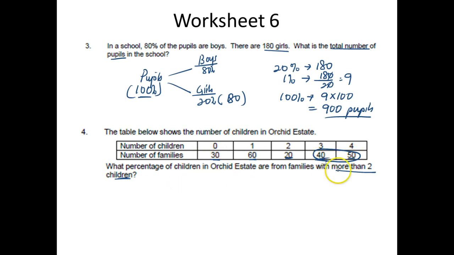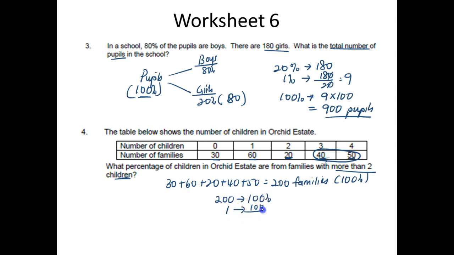First, I want to find what is my 100%. So 100% is everything all together. So it's 30 plus 60 plus 20 plus 40 plus 50. When I add all of them up, it would be 200 families. All together, there are 200 families, which is my 100%. 90 families have more than 2 children. So 200 is my 100%. One family will be 100 out of 200, which is half. So 90 families will be half times 90, which is 45%.